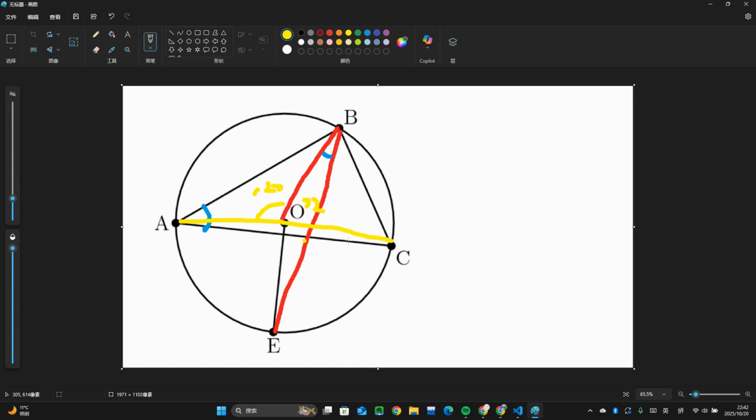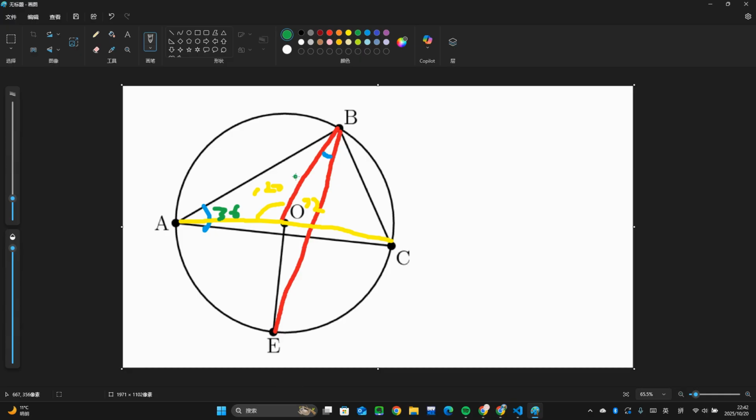And we know the angle BAC is just going to be half of arc BC, 36 degrees. And now we just got to find OBE.